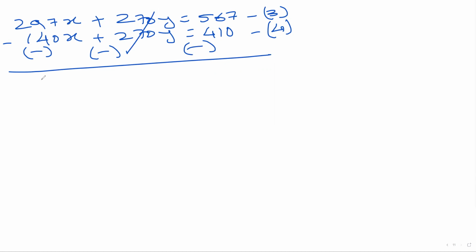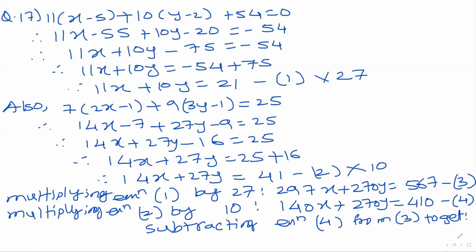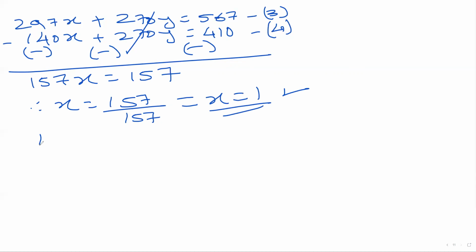297x minus 140x is how much? 157x. Very good. And how much is this? 157. Very good. So what is x? 1. x will be 1. That's all. Then you have to substitute this. I think you should substitute this in equation 1, which will be easy. Put x is equal to 1 in equation 1. Put it in the original equation 1 or 2, not in 3 and 4, because they are already big equations.